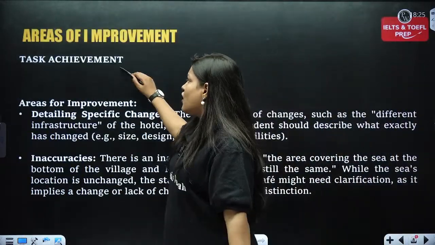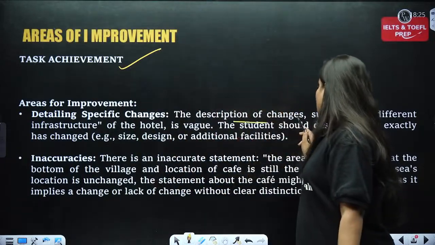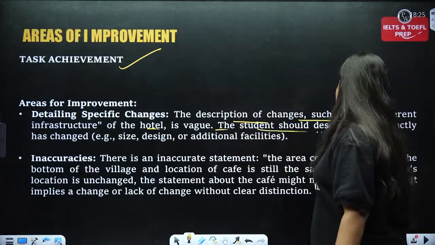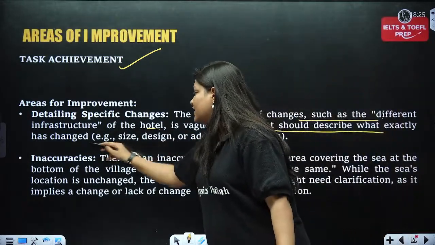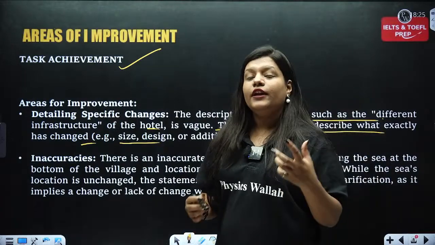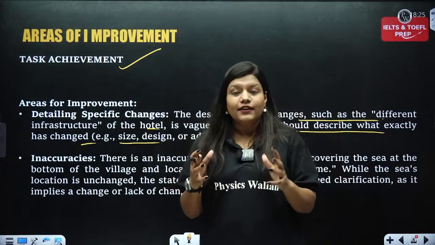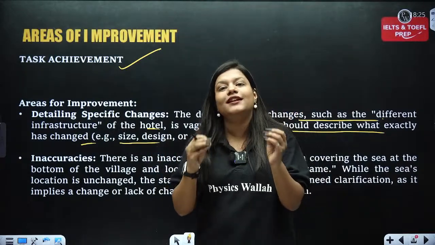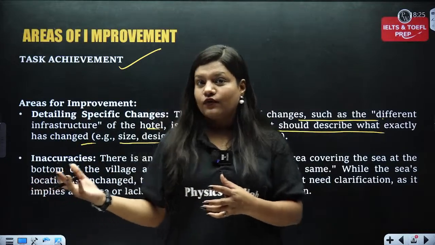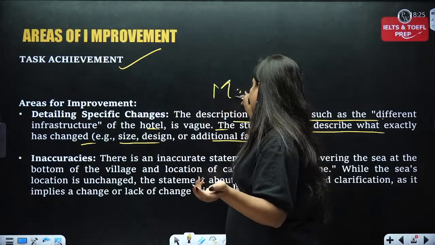So, let's talk about task achievement first. The description of the changes, such as the different infrastructure of the hotel, is vague. The student should describe what exactly has changed, for example size, design or additional facility. I told you it was in the second paragraph. The infrastructure is changed, but it can be seen on the map, right? But you have to be a bit more precise in delivering the data, because the map is all that you are dealing with.